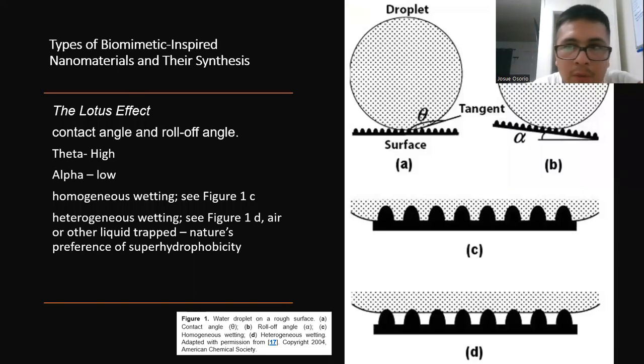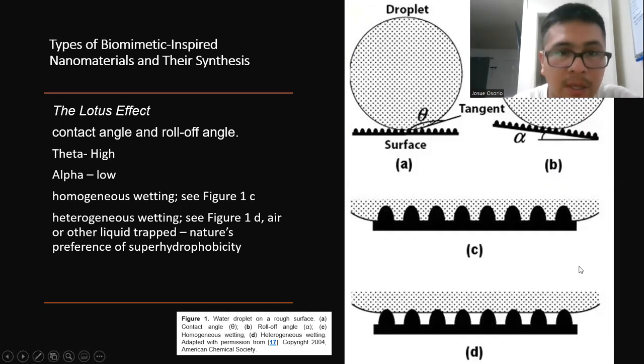Now, we're going to talk about a type of biomimetic inspired nanomaterials and synthesis. The Lotus effect. If you haven't seen my video, please watch it. If not, I'll explain right now. So the Lotus is just a type of leaf, a type of plant that doesn't get wet. How does it do it? It has two ways. One is a contact angle and roll-off angle. These are ways in which this is a droplet of water. This is a surface of anything. It could be the Lotus leaf.